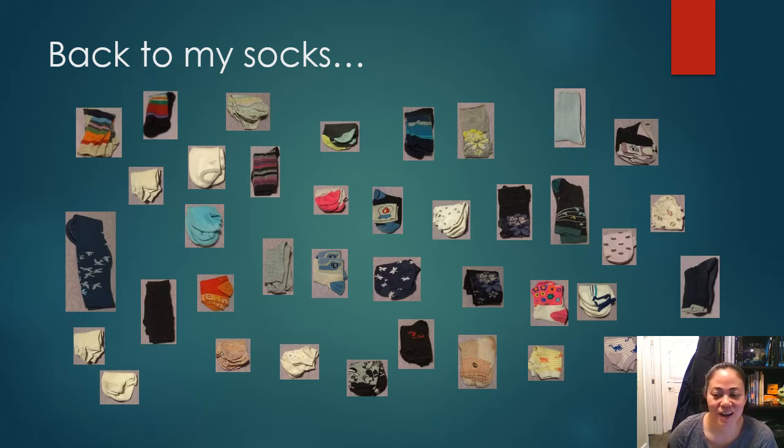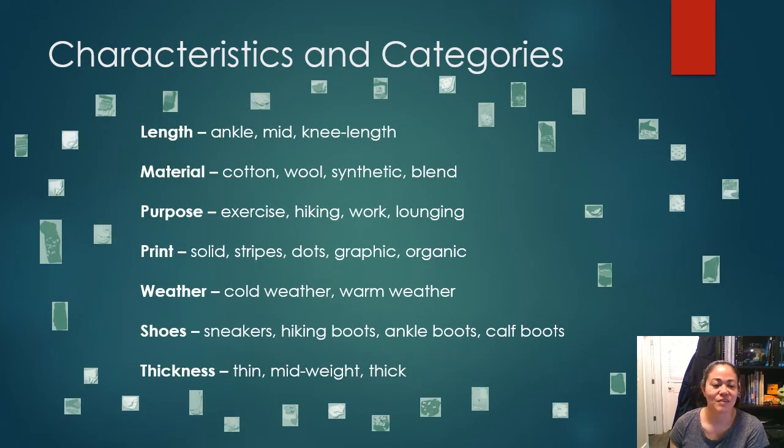All right, I'll show you what I came up with. Here I have different characteristics like length or the material they're made out of, and within each of those characteristics I have categories. I would break up my socks into the categories of ankle length, mid-length, or knee-high length, and the characteristic of material would go into different categories like cotton, wool, or synthetic. The purpose is that I wear different socks for different things: certain socks I'll wear exercising and certain socks I'll only wear lounging around my apartment.